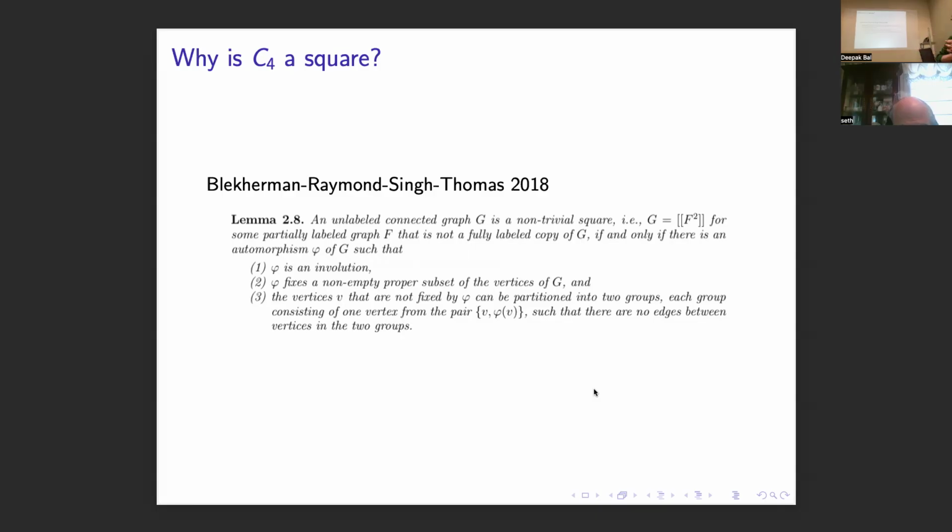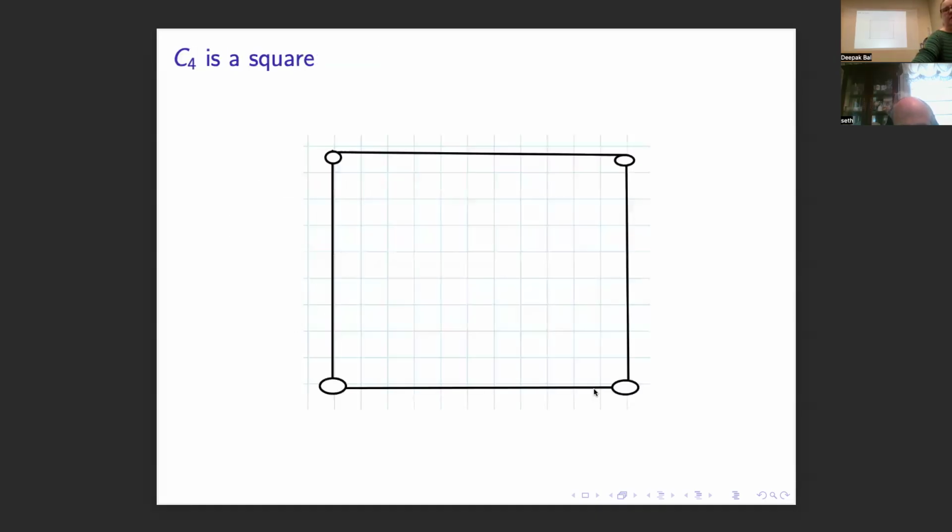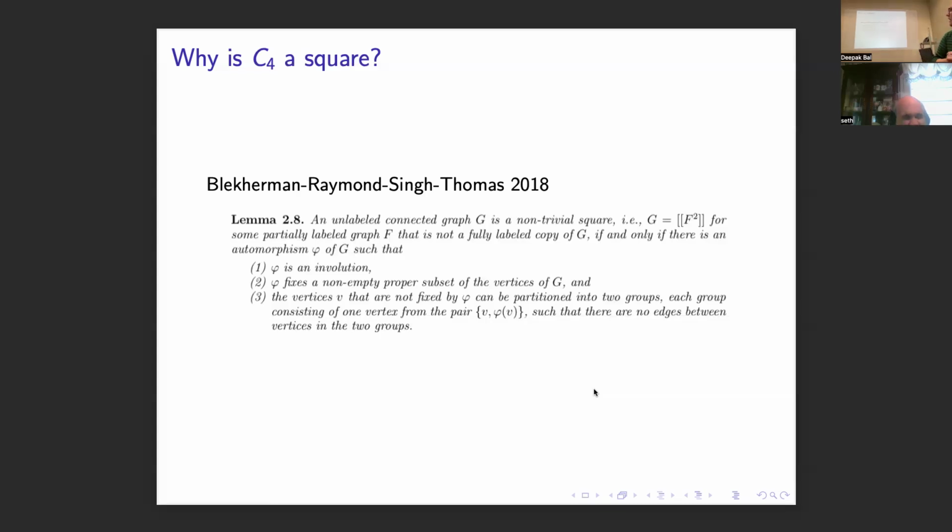And here's Lemma 2.8. This is the meaning of square that I'm going to be using in the talk, this definition right here. An unlabeled connected graph G is a non-trivial square, i.e. G equals [F squared], for some partially labeled graph F that is not a fully labeled copy of G, if and only if there is an automorphism phi of G such that phi is an involution, phi fixes a non-empty proper subset of the vertices of G. This is very true and very useful for what they were working on in their paper.